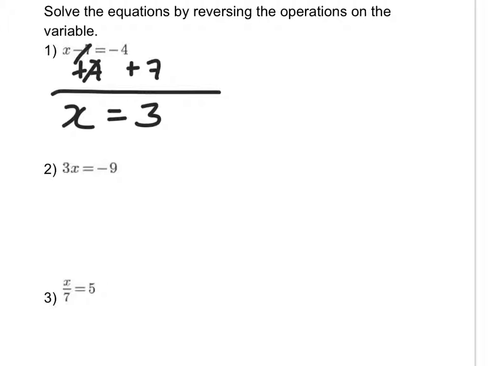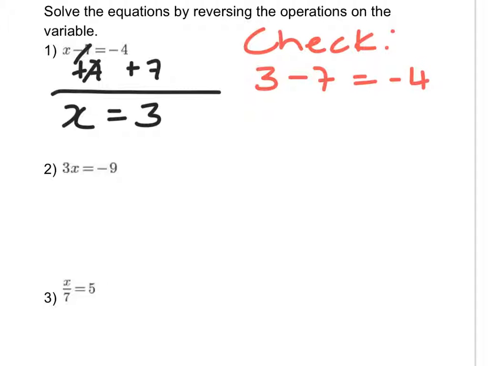Now if we come over here, we can check that. The way that we check it, instead of x, I'm going to put 3 in. So it becomes 3 minus 7 equals minus 4. Correct. Next one.